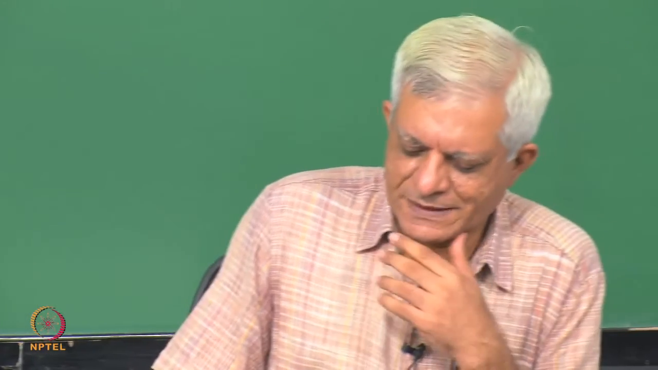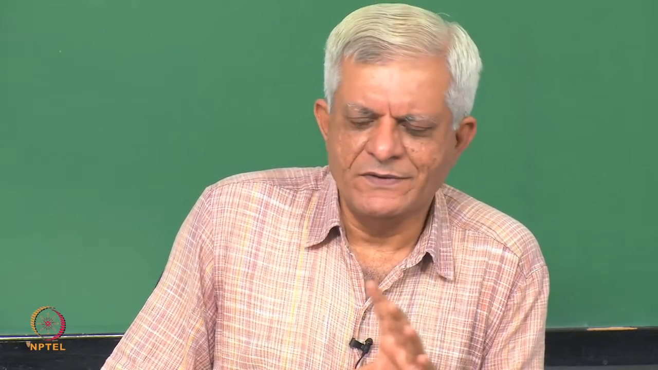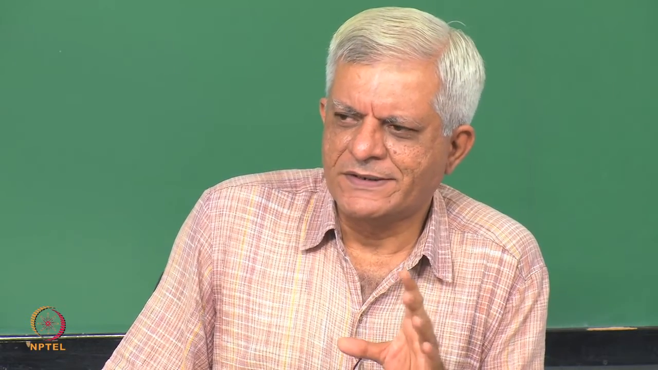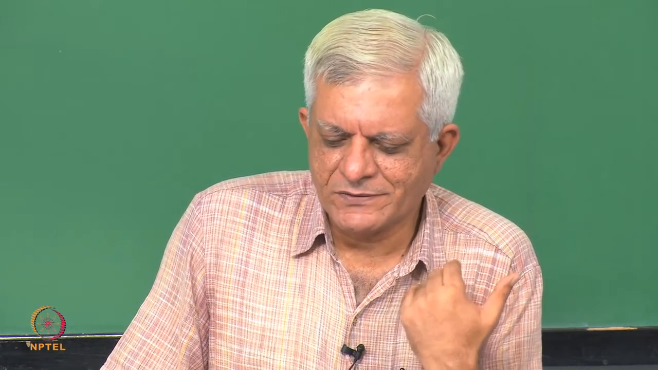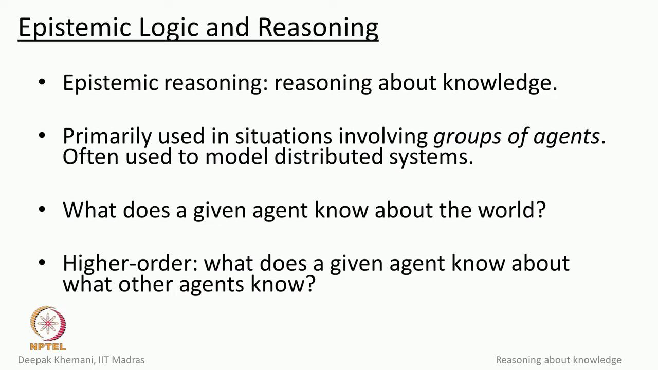So, this is a small exercise that you must do sometime offline essentially. This is the kind of reasoning that we do when we talk about reasoning about knowledge in a multi-agent scenario. So, who knows what, and what do you know about what the other person knows, and so on and so forth essentially. We use the term epistemic logic for that.